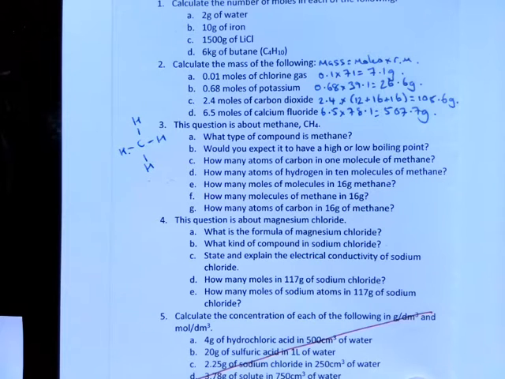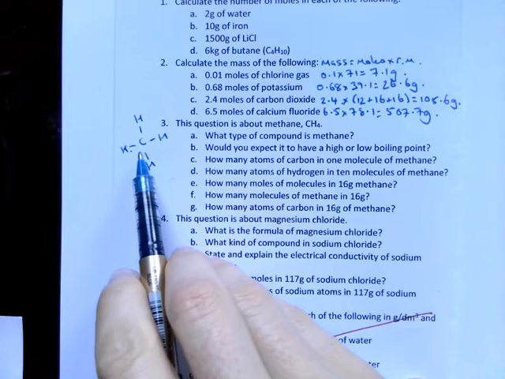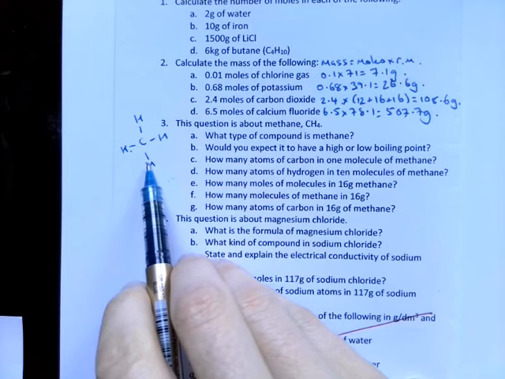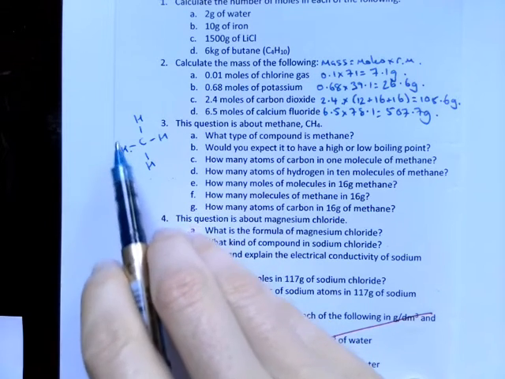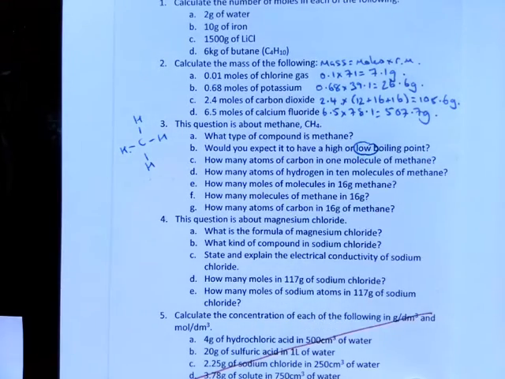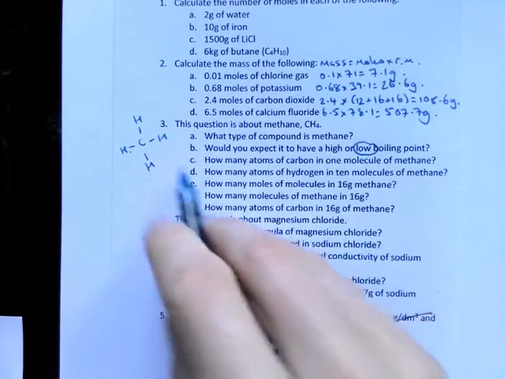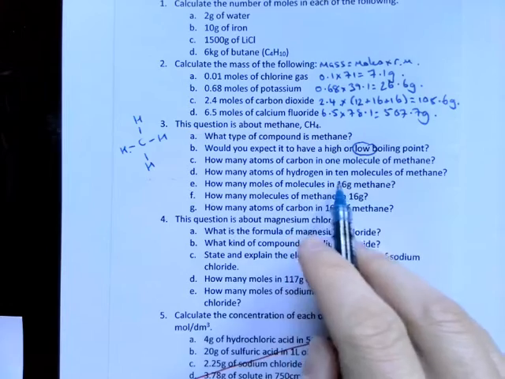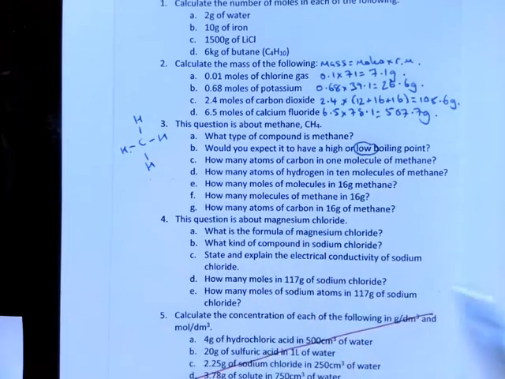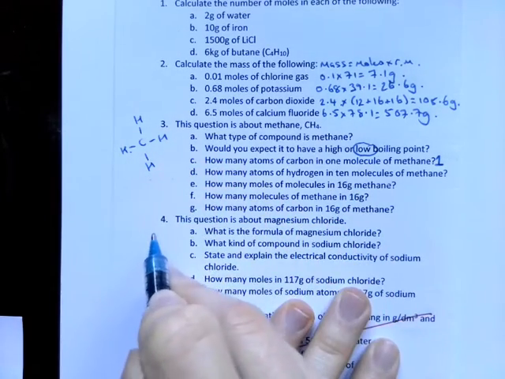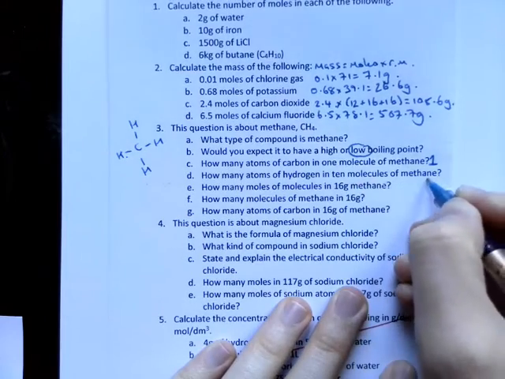Would you expect it to have a high or low boiling point? We would expect this to have a low boiling point. Remember, even though the covalent bond between the atoms is strong, those don't break when it changes state. It is the forces between molecules that are weak, and those are the ones that break when it boils, so it has a low boiling point. How many atoms of carbon in one molecule of methane? Super easy, 1. D. How many atoms of hydrogen in 10 molecules of methane? Well, if I've got 4 in one molecule and I've got 10 molecules, then I must have 40.